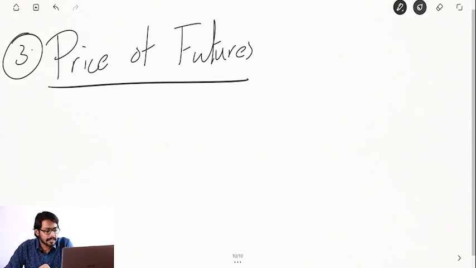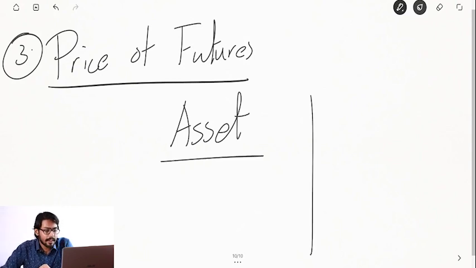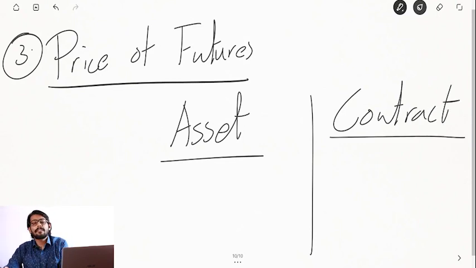Now, let us understand the difference between an asset and a contract. What is the difference between an asset and a contract? A building. Okay, this is the building. You have two choices. You can either buy this building or you can enter into a contract to buy this building after 1 year. A 1 year contract.